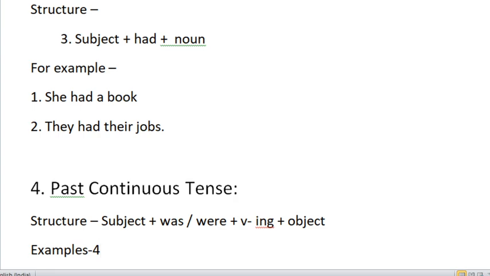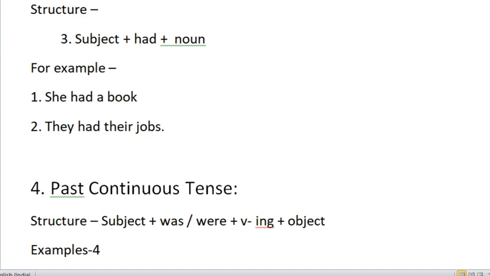In the same way, the third structure of simple past tense is subject plus had plus noun. Means she had a book, she had a bungalow, she had a car, but not now. They had their jobs, but they are jobless now. They had many maids, he had lots of money. So in this way we can create lots of sentences.